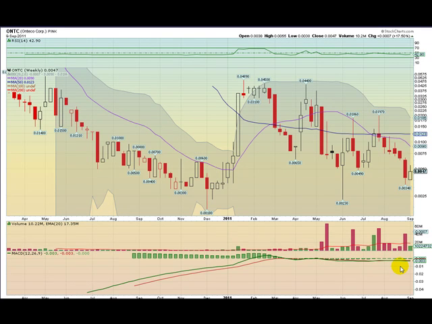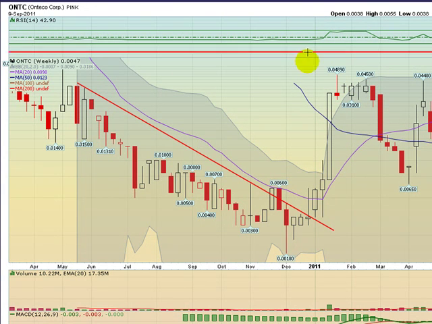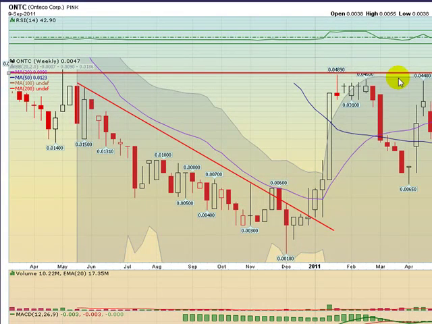We're looking at ONTC for September 9th, 2011. This is a weekly chart, and I'm actually going to show you two different charts, and we're going to take a long-term perspective and a shorter-term perspective in this particular stock. So what we've got here on the weekly chart, you can see we had a nice downwards trend here, and we broke out of it, and we had a beautiful run all the way from 0.0018 to just below 5 cents. So what we want to do first of all is find where our resistance area is.